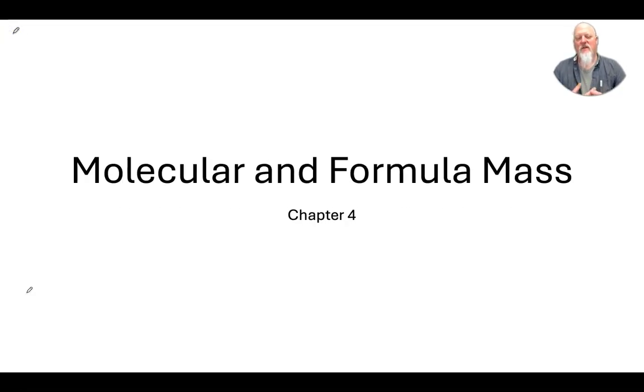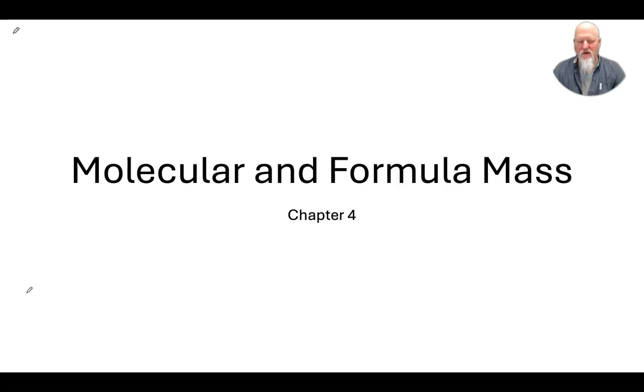So we're going to look at these things called molecular and formula masses, right? We already have looked at the atomic mass. Remember, the atomic mass was the average mass of all stable isotopes, and you use the abundance and the mass of each isotope to come up with the atomic mass.